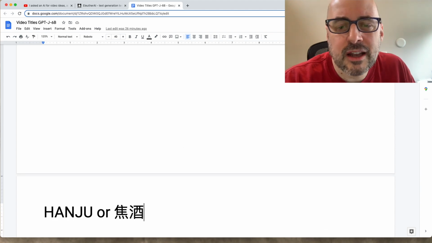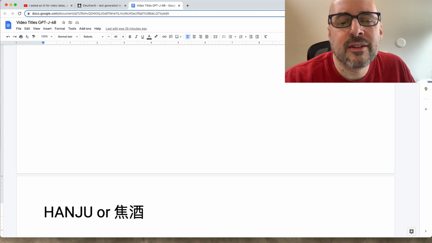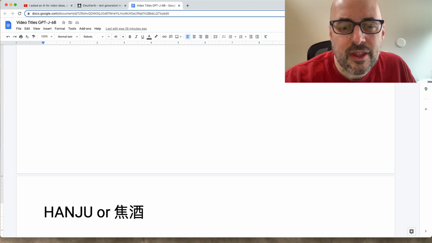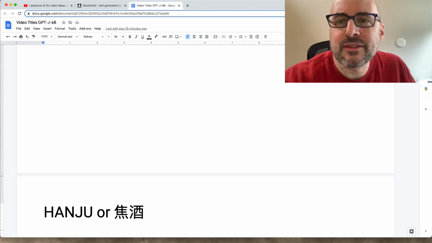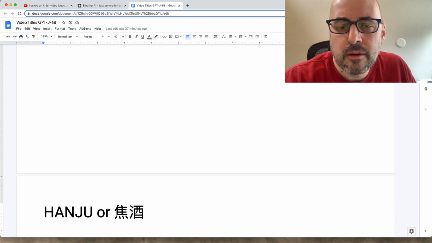So this is Hanju and Zhao Zhou. So that would mean something like scorched alcohol or burnt alcohol. I don't know. It's definitely not pronounced Hanju. This system made it up. So this is AI technology. But specifically it's text, natural language text generation. So that's interesting, but maybe there is such a thing as scorched alcohol. Maybe I should make that scorched wine, burnt wine. Maybe I should try to make that.